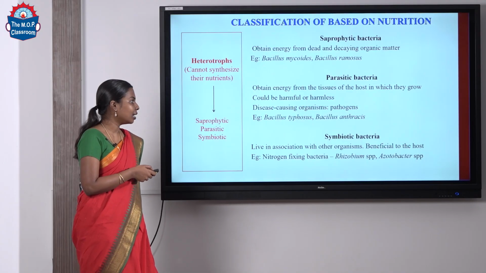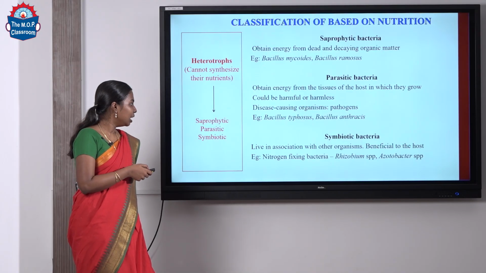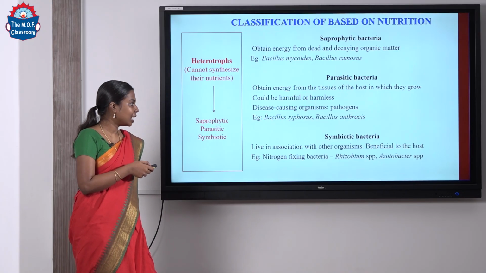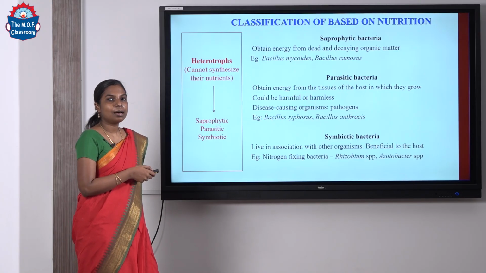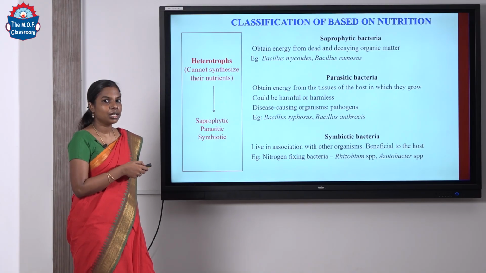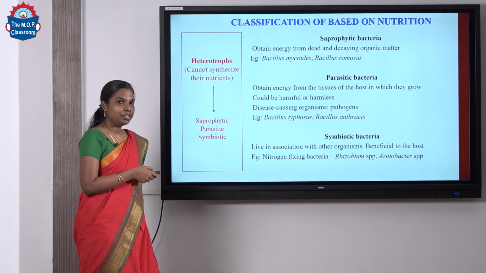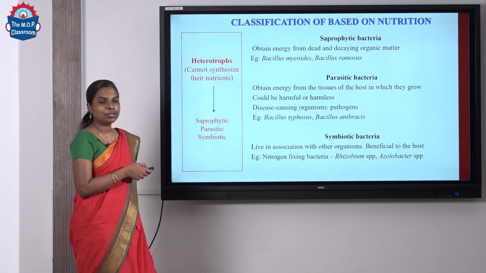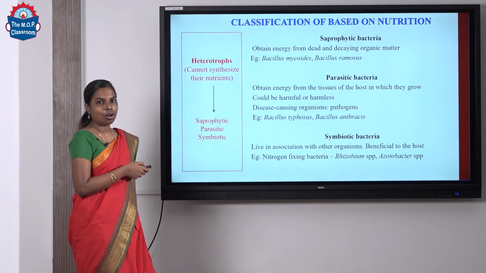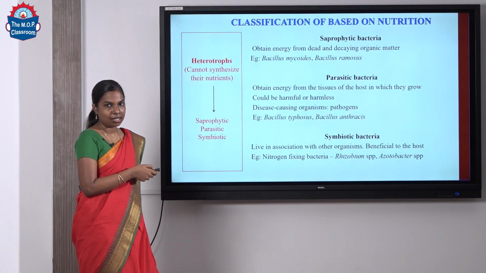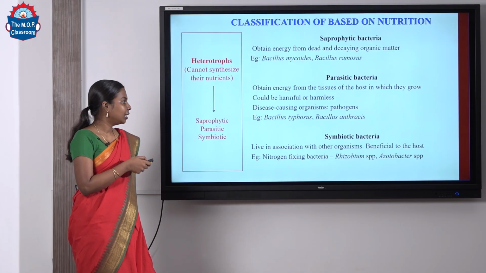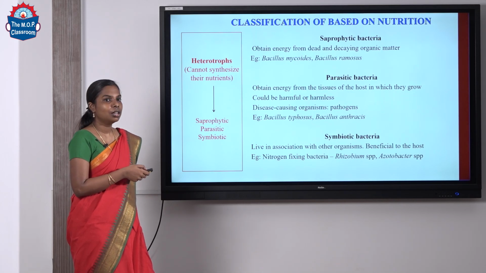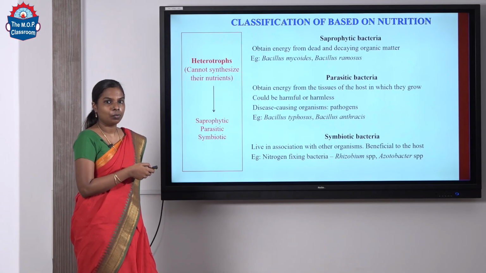And the third one is called symbiotic bacteria. They live in association with other organisms and in turn they are said to be beneficial to the host. Example is nitrogen fixing bacteria. Now, this particular group of bacterium has the ability to fix free atmospheric nitrogen into nitrogenous compounds which are utilized by the plants, and the plants in turn provide the nutrients required for their growth and multiplication, which means that both of them get benefited in one way or the other.